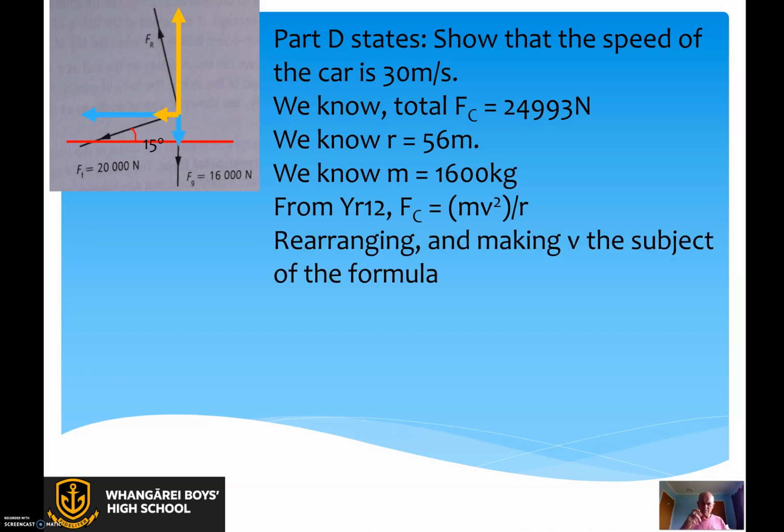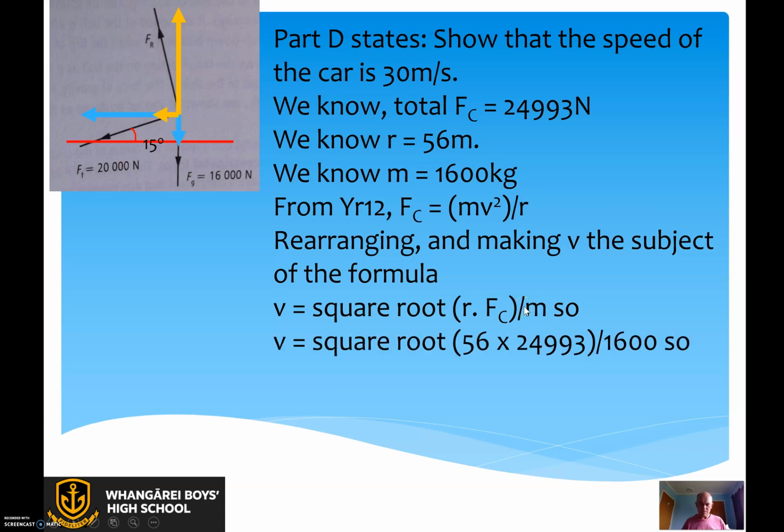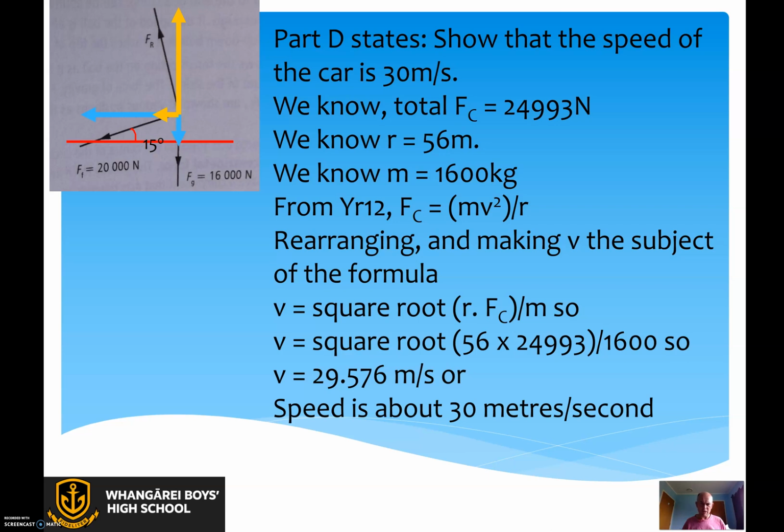We can rearrange that and make v the subject of the formula, and I'm trusting that you can handle the algebra yourself. If you can't, please come and see me. V is equal to the square root of that combination, rFc over m. I probably should have put brackets around the stuff over there because my computer doesn't have a square root symbol, but you'll cope. So v is the square root of all those numbers. Put the numbers in, and I get 29.576 meters per second, or rounded nicely, about 30 meters per second, as they asked. Looking good so far.